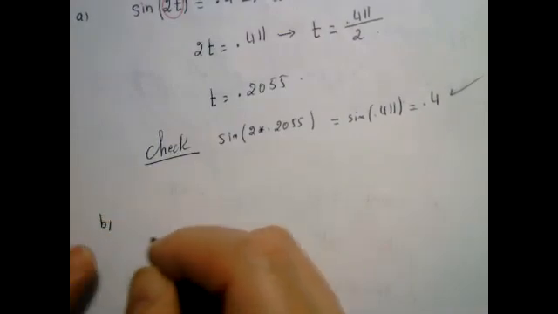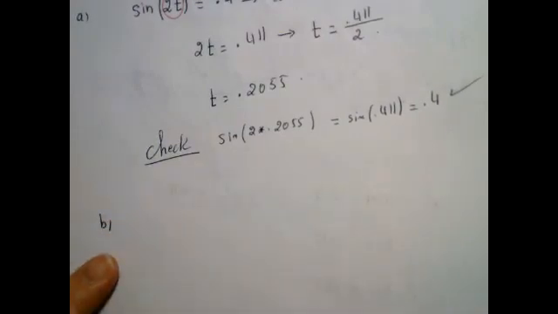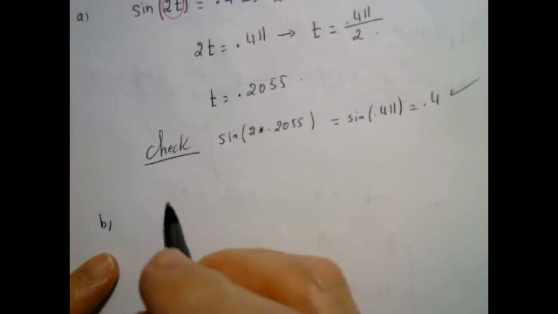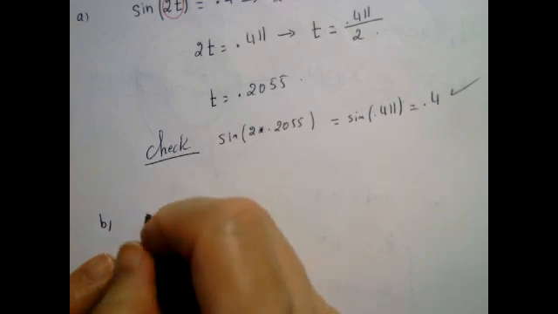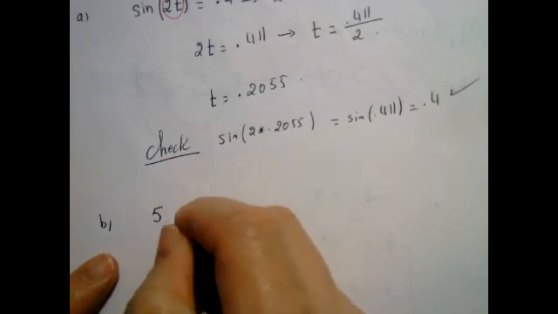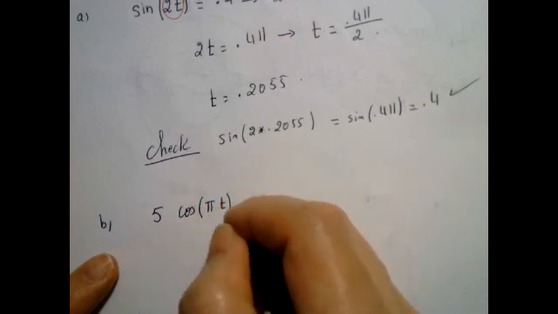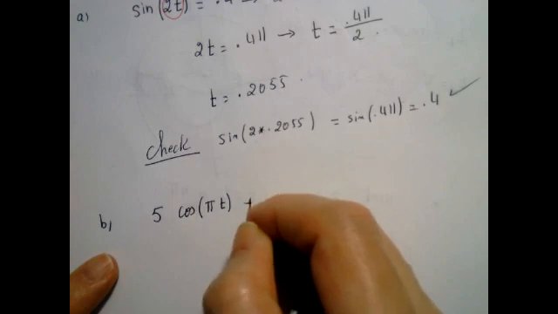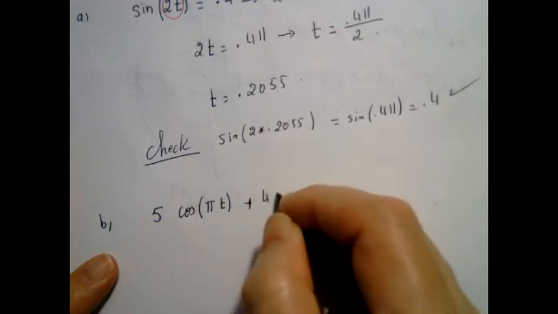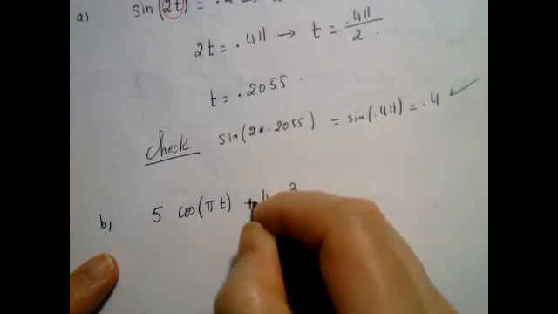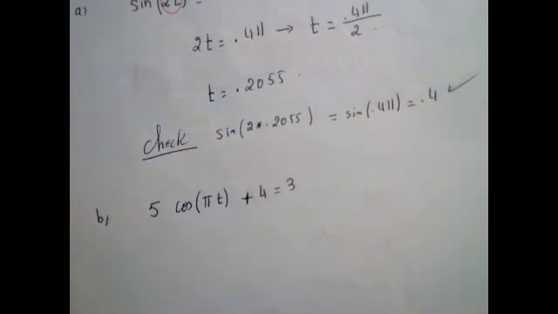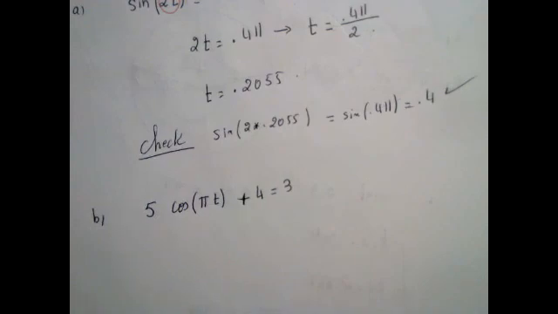Problem number B, I want you to solve the following, and I want only one solution. 5 cosine pi t, and why not, plus 4 equal to 3. Okay, suppose I want to solve this type of trigonometric equation. All right, how can I do something like that? Start giving me ideas.